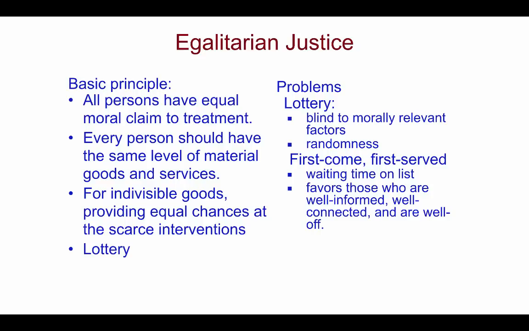However, there are some problems with a lottery. For example, a lottery is blind to morally relevant factors, and it's somewhat random. Alternatively, one could have a principle of first come, first served, for example, based on the waiting list. However, a waiting list favors those who are well-informed, well-connected, and well-off.